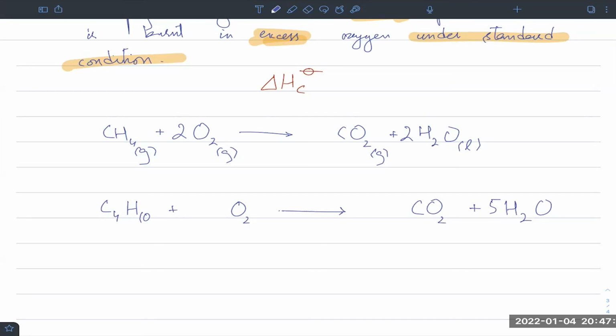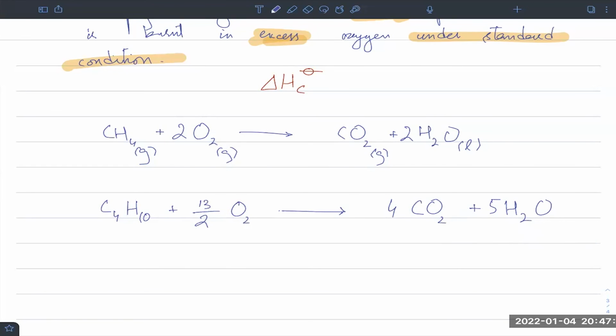You have C4 here. So 4 carbons will give me 4 carbon dioxide, and 10 hydrogen will give me 5 water. And oxygen, I have 4 times 2, 8 here, and 5 times 1, 5 here. So the total is 13. So 13 oxygen on the right, 2 on the left. So my balancing would be 13 by 2. And that's it. This whole thing is extra.